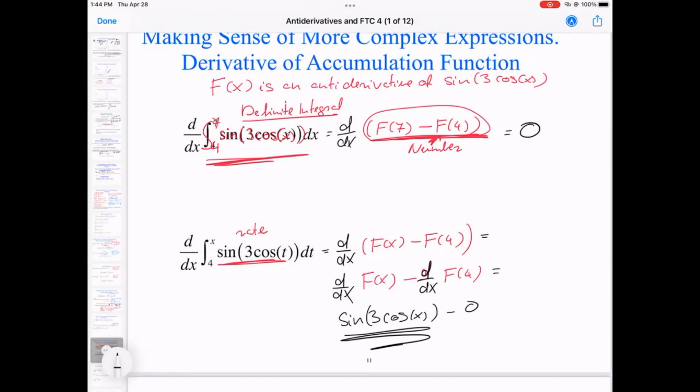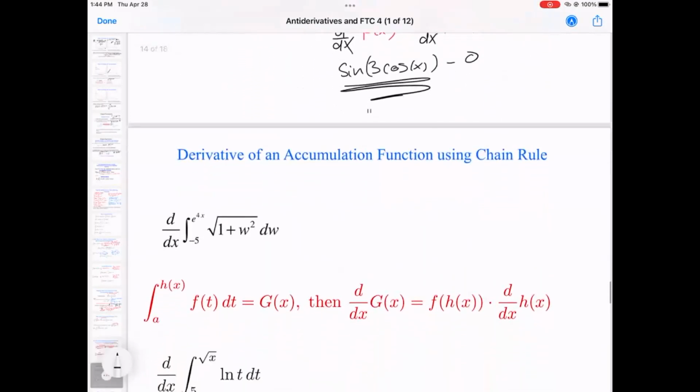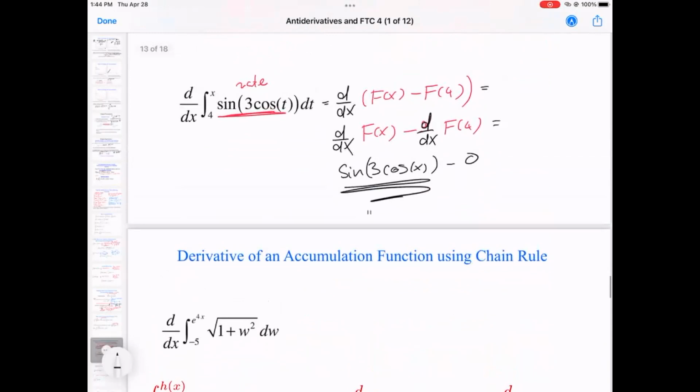Okay. All right, so now let's do a more complex version of the fundamental theorem of calculus. What would be the derivative of the integral from -5 till e to the 4x, right? So e to the 4x is a function, it is not x like we had before.